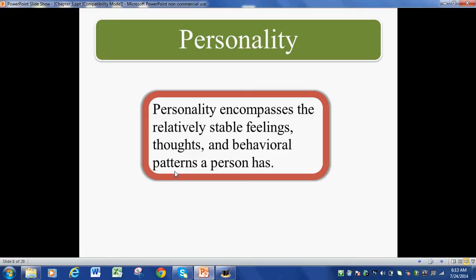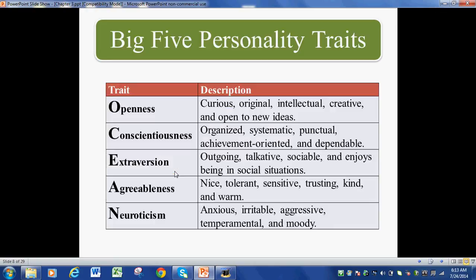Personality, right? You hear the song, he's got personality. So personality encompasses the relatively stable feelings, thoughts, and behavioral patterns a person has. And it says relatively because someone's personality could be one way, and sometimes things happen in the workplace and they could go off the handle and display some other type of personality traits. I tend to try to be even keel and consistent in my personality, not get too emotional about things that I may be displeased with in the workplace.